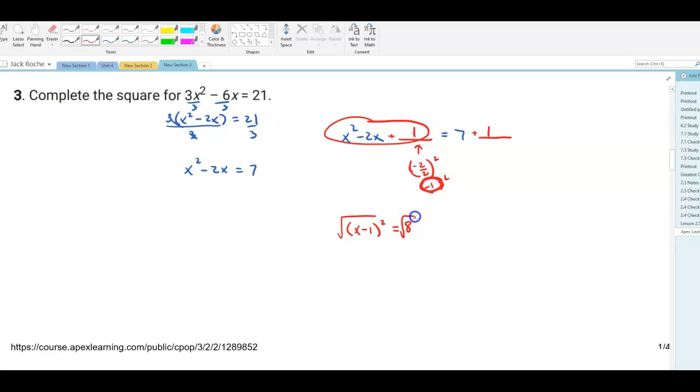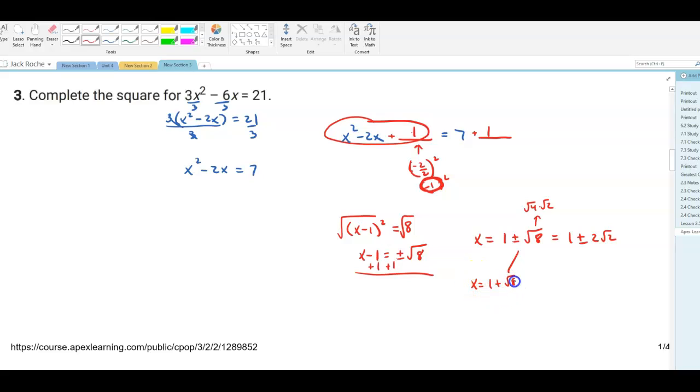Now I can go ahead, take the square root of both sides. X minus 1 is equal to plus or minus the square root of 8. I'm going to add 1, and x is equal to 1 plus or minus the square root of 8. Now I could break this down into simplified radical form, which would be 1 plus or minus. This breaks up into the square root of 4 times the square root of 2, which would be 2 root 2. Or you can take it down to the decimal.